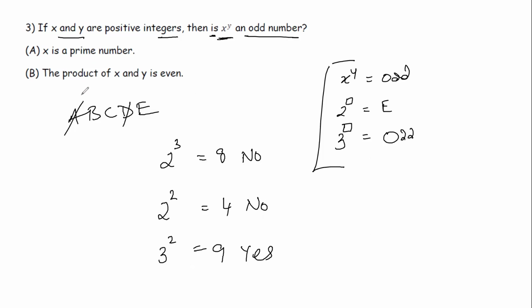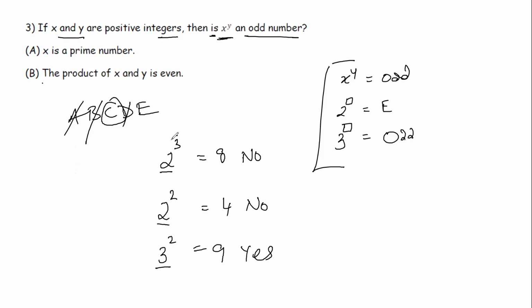So the first statement is not sufficient, and the second statement is also not sufficient, right? So now we take both statements together. When we take both statements together, we have to take x as a prime number, right? So I've taken x as a prime number here, here, and here. And I also have to make sure that the product of x and y is even.